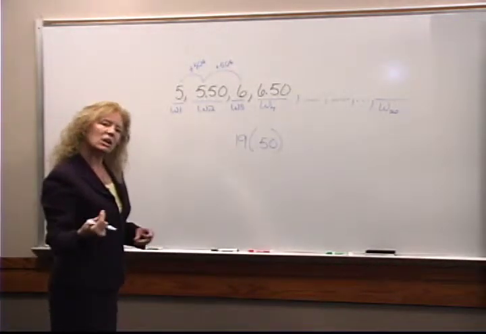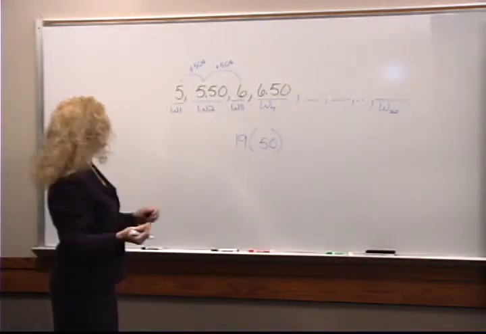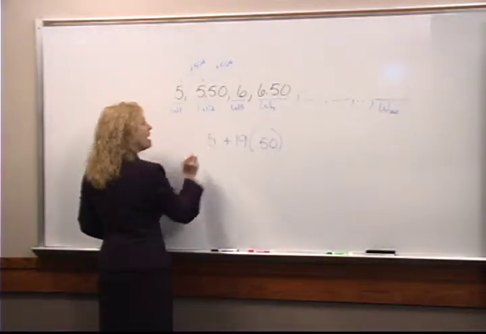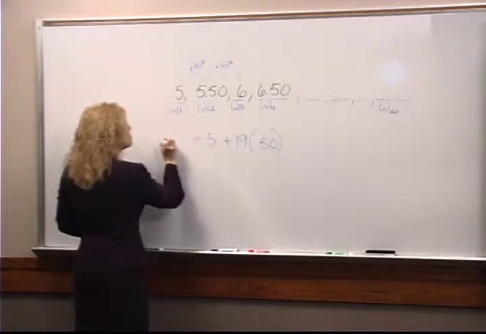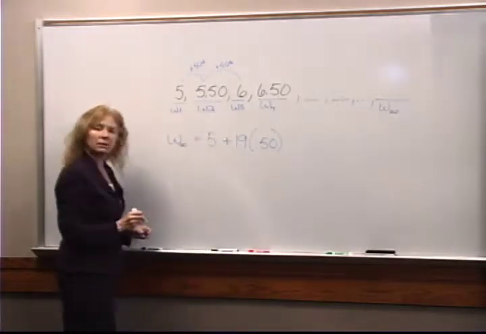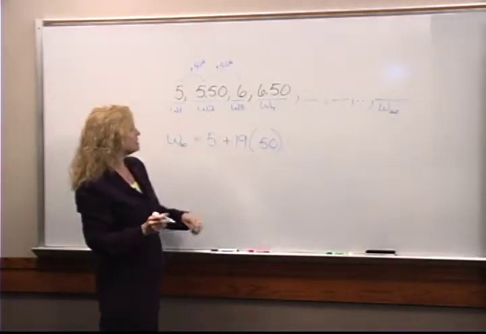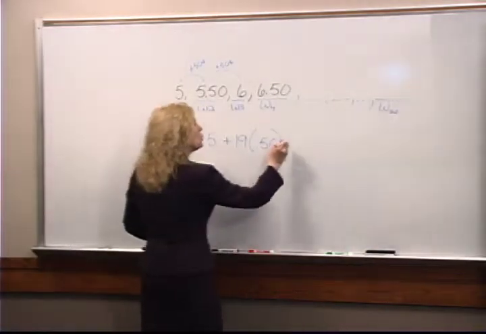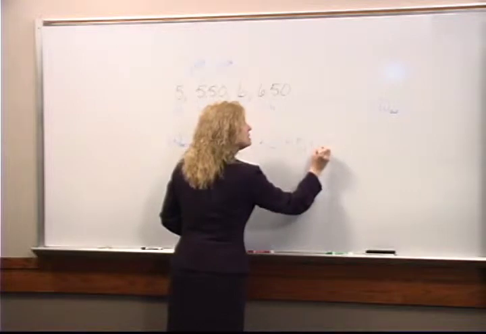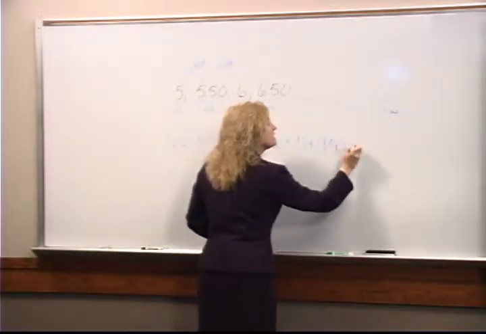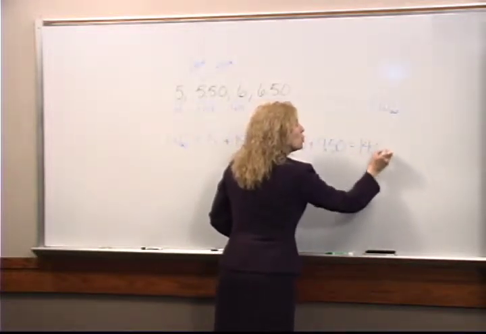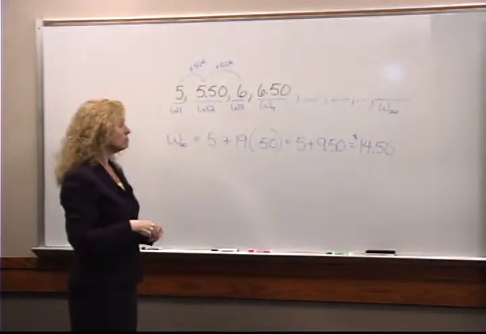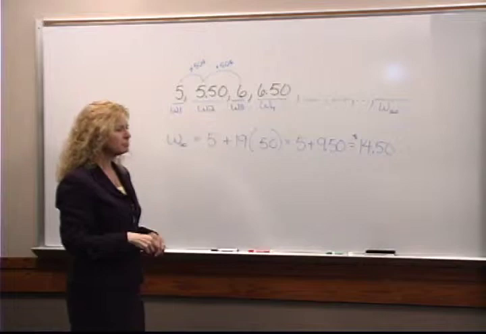But we're going to add that on to what? Well, we're going to add it on to our beginning amount, which was $5. So this is what week 20 should be. And let's see here. I believe that's $9.50 if I'm doing my arithmetic right. So we should have 5 plus the additional $9.50. That week we should deposit $14.50. Okay, that sounds cool.